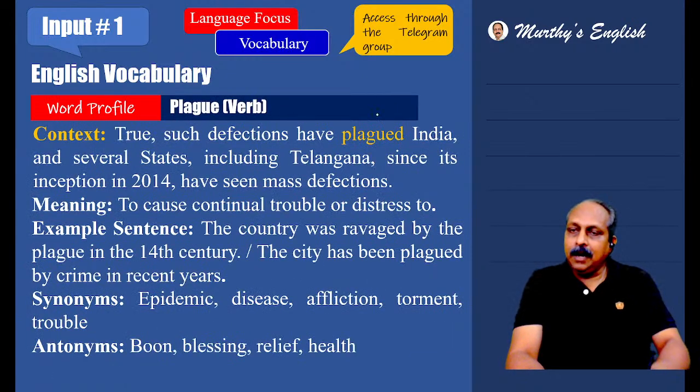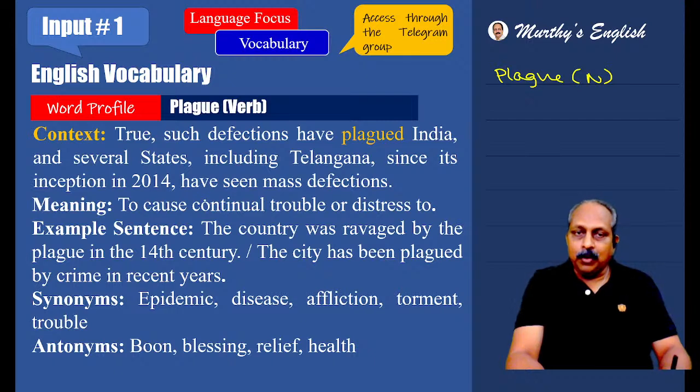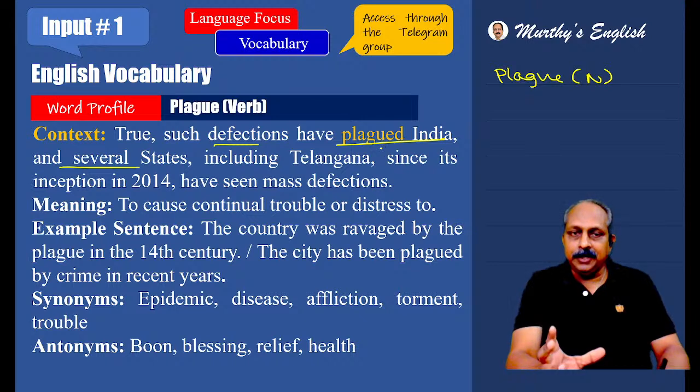Plague. Plague can be a noun, can be a verb. When we go to grammar section, I'll spend some time on this. But right now, you focus on the meaning of the word plague as a verb. First we'll see the context. True, such defections have plagued India and several states, including Telangana, since its inception in 2014, have seen mass defections. Plagued India means what? Defection is a negative word. Plagued India means contextually you have to understand troubled India. Troubling for a long time, we say plagued.